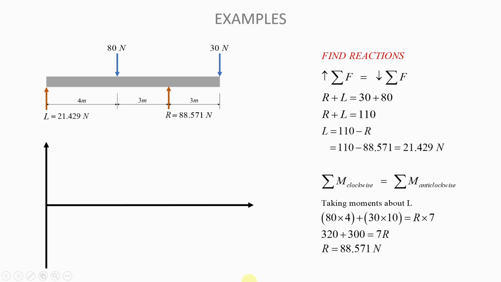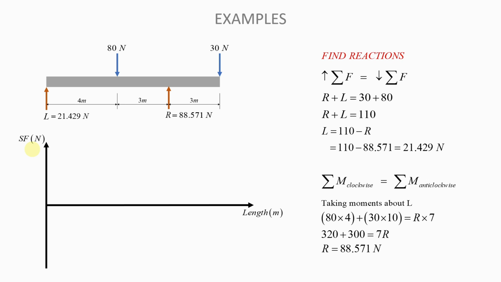Now, the horizontal axis represents the length across the beam, okay? So this axis represents the length across the beam. And the vertical axis, that is the one that represents the shear force. And in this case, it's going to be in newtons because the forces that we have acting on the beam are all in newtons, okay? If the forces were in kilonewtons, then on the shear force axis, the unit would have been kilonewtons, okay?